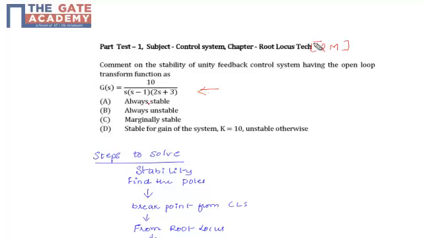And we have to find out if the system is stable or unstable or marginally stable, or for the given k value 10 whether the system is unstable or not. In order to solve this question we have to follow these steps.